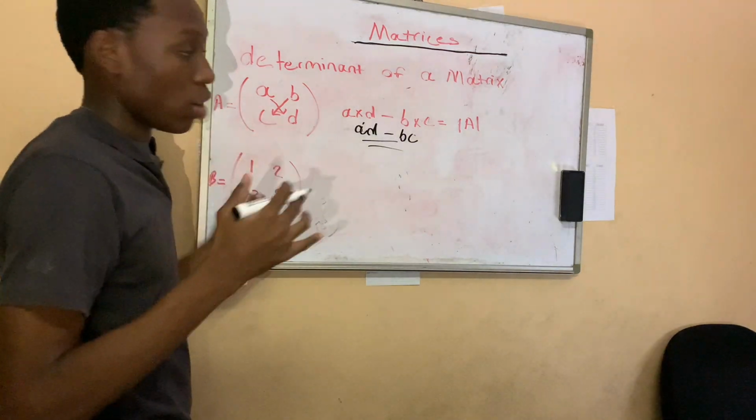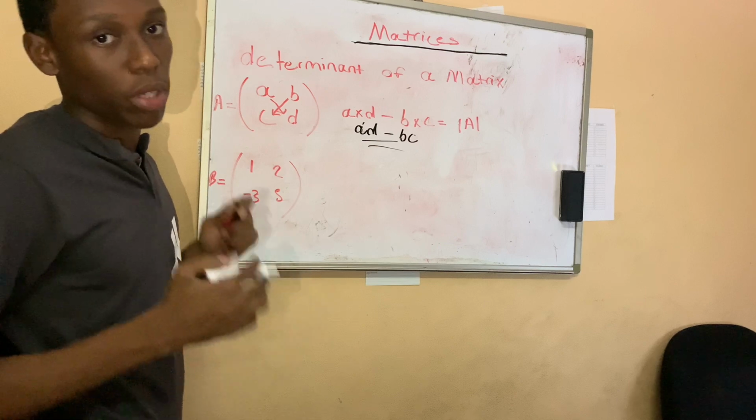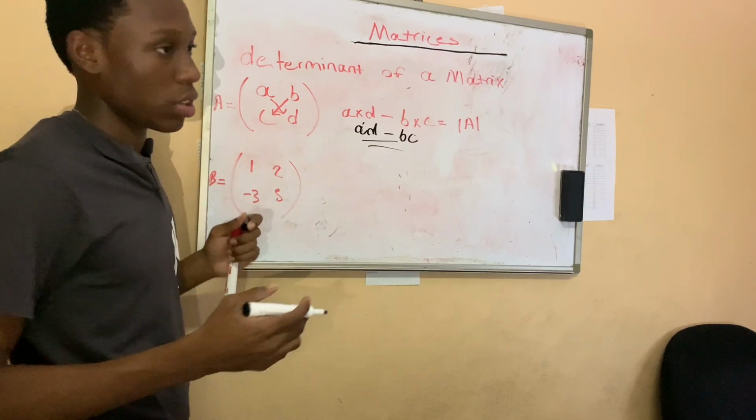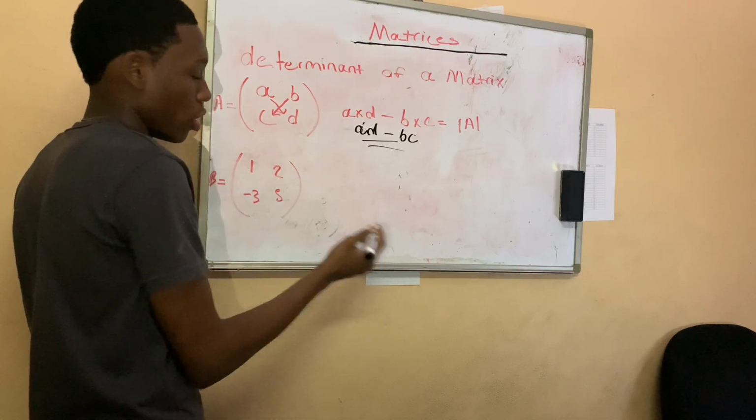Then you need to always remember that formula, because if you don't remember that formula, you're not going to know how to find the determinant of a matrix. So always remember this formula to find the determinant of a matrix.